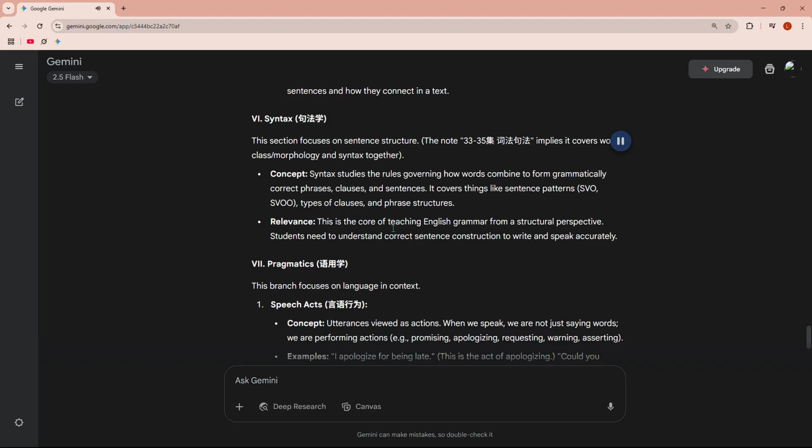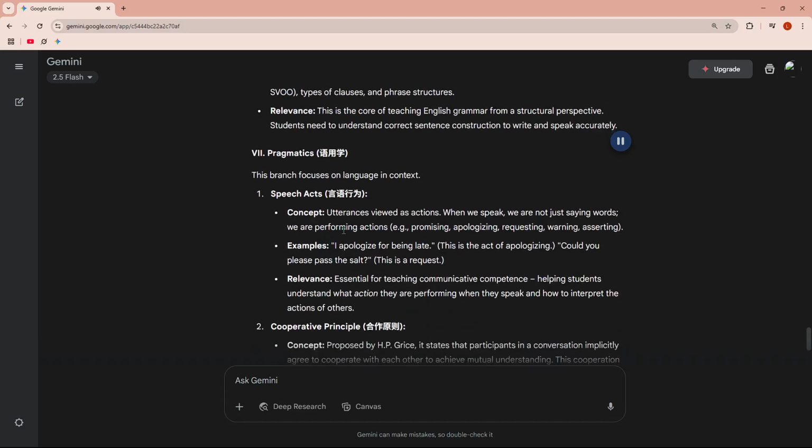Relevance. This is the core of teaching English grammar from a structural perspective. Students need to understand correct sentence construction to write and speak accurately. V. Pragmatics. This branch focuses on language and context.